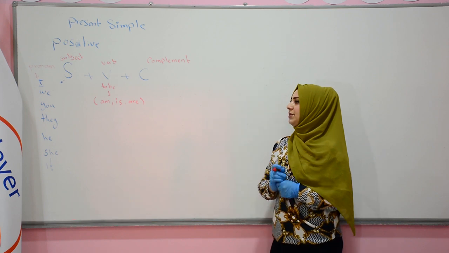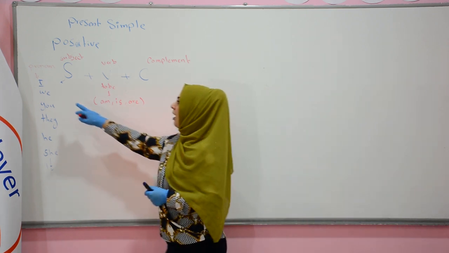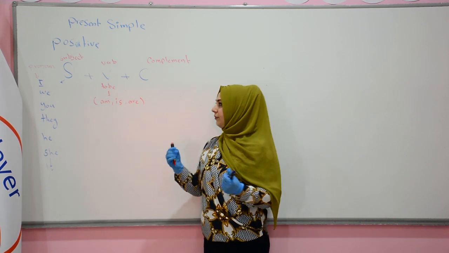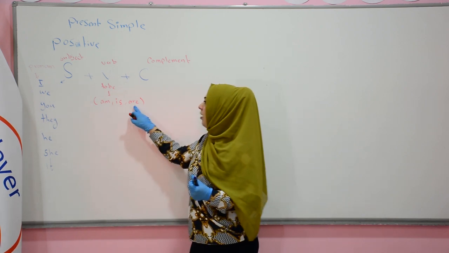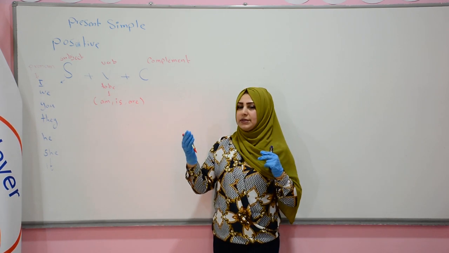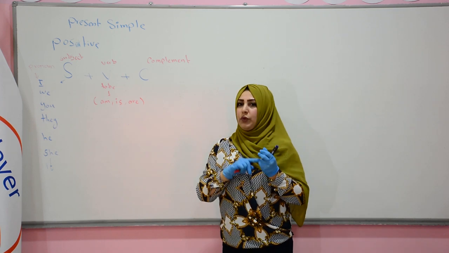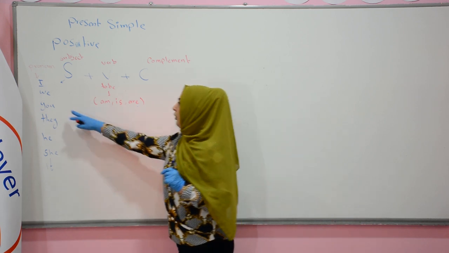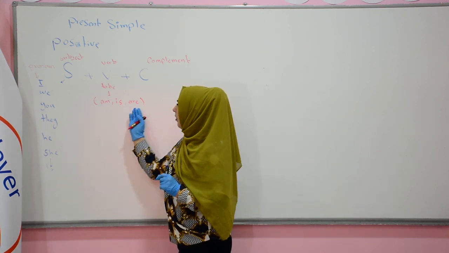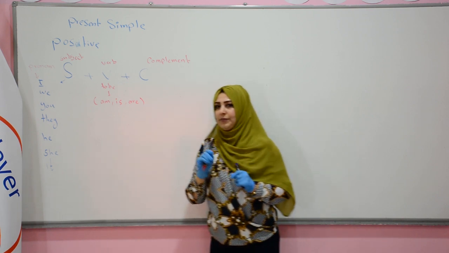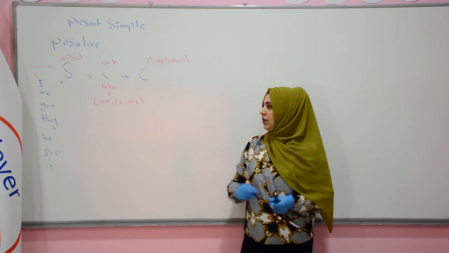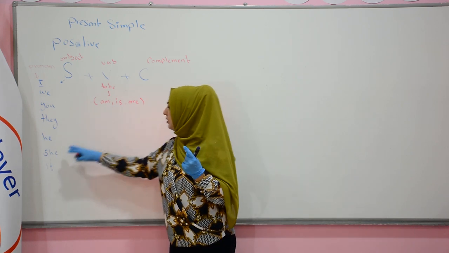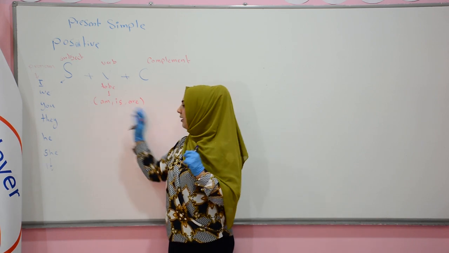Okay, this is present simple. For example, with I, we use I am. Okay, I am a teacher. With we use are because we have more than one person. With you, with we, with they, we use are. You are, they are, we are. With he, she, it, we use is because it's singular, one person. He is, she is, it is. Okay?